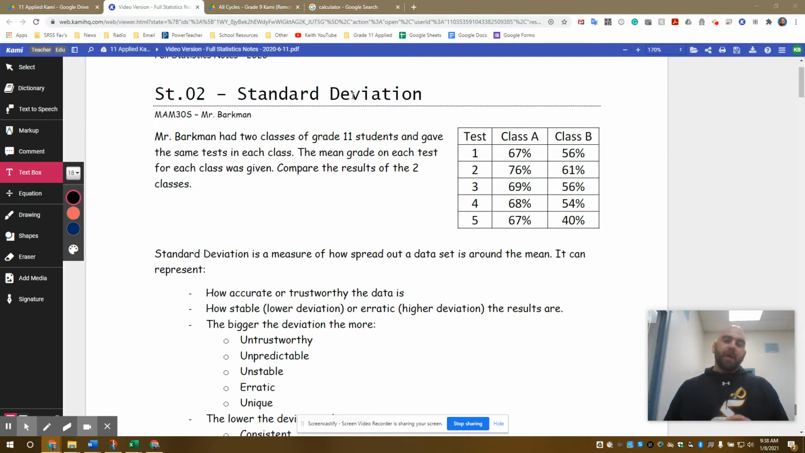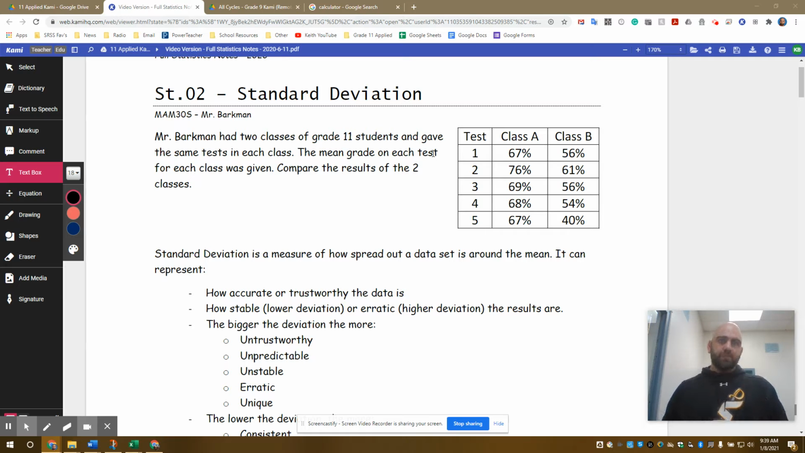Standard deviation is a measure of how spread out things are, and it is based on our mean as well. So it's based on our normal, or our average. We're going to take a look today at an example, and we're going to get into it a little bit later as well. But first off, let's just go through the example.